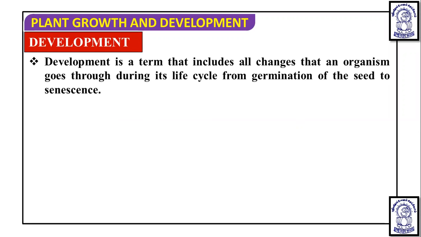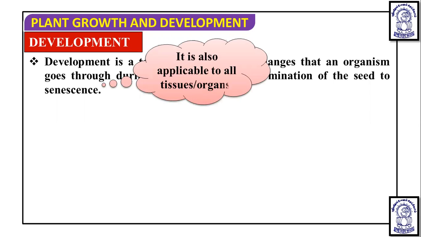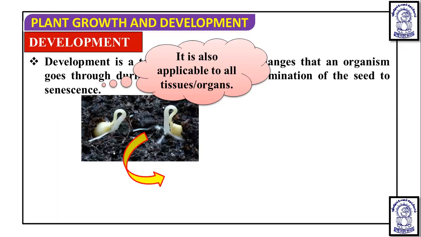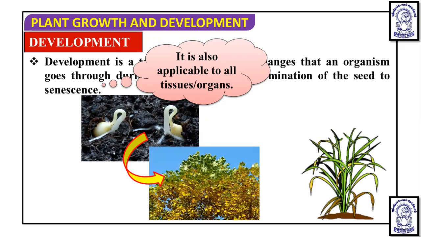It is a term that includes all the changes that an organism goes through during its life cycle, from the germination of seed to senescence. That includes developmental events, particularly growth, and it is applicable to all tissues, organs or organisms. Obviously this includes the sequential events that occur in the life history of a cell, organ or organism. So it is from seed germination to senescence.